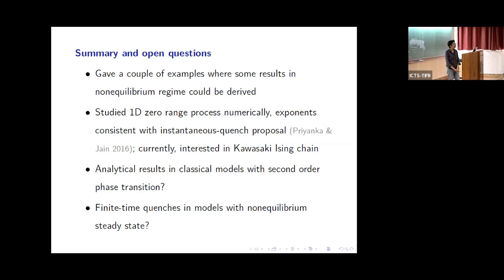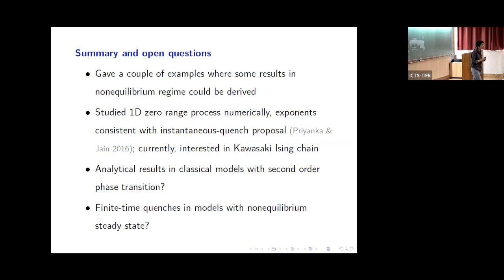Kavita, do you think the regular zero-range process will behave the same way as the mean field? Yeah, so this 1D zero-range process we also studied. The numerics were consistent with this proposal, but it's completely numerical. Nice. And many things are not known there also.